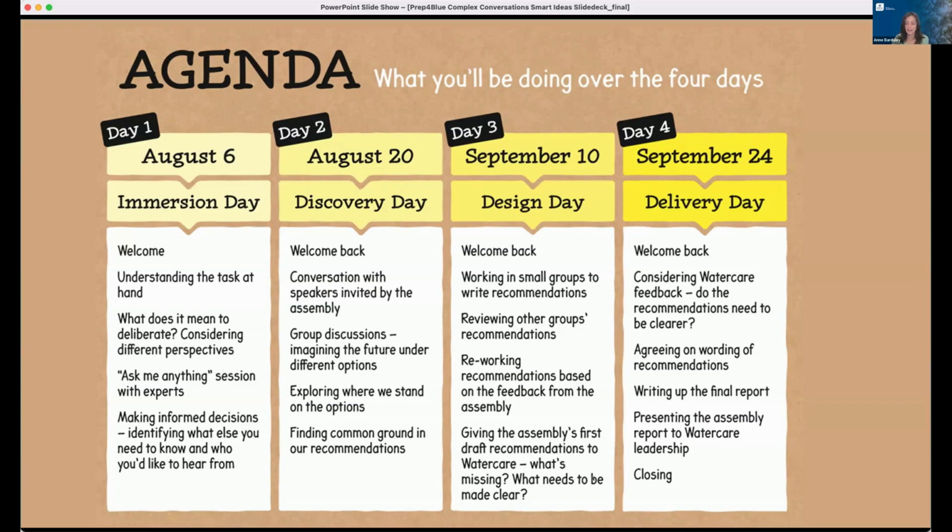But by the end of the third day, they were starting to get into groups and to write the recommendations. So that was only 3 days. We had a session in between where we took all their questions that they'd been bringing up during the previous sessions, and we got experts, mostly overseas experts, to go online and answer their questions in an online session. By the end of the last day, they had written up the final report and presented their recommendations to Water Care.